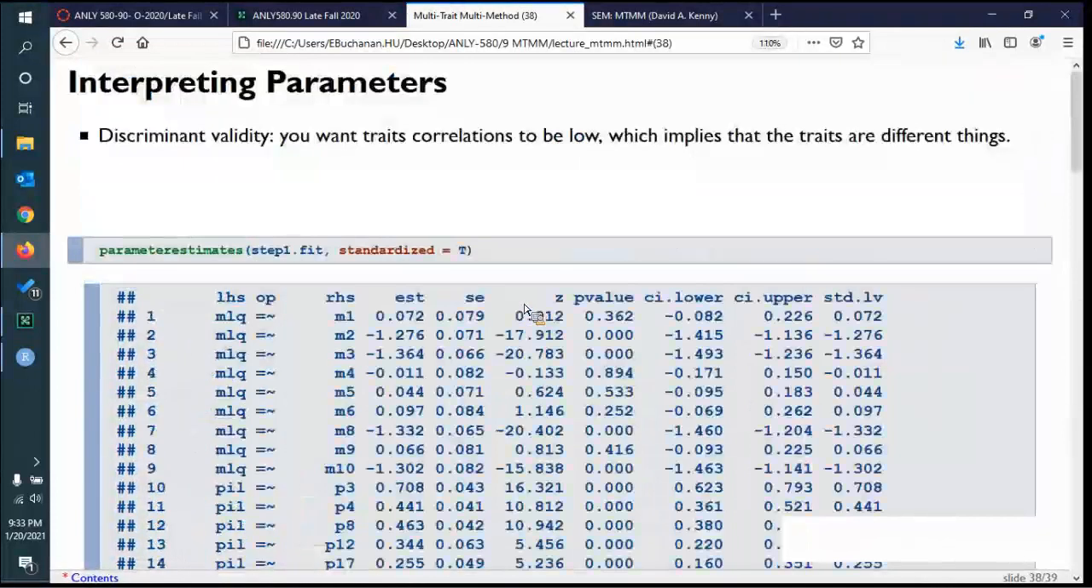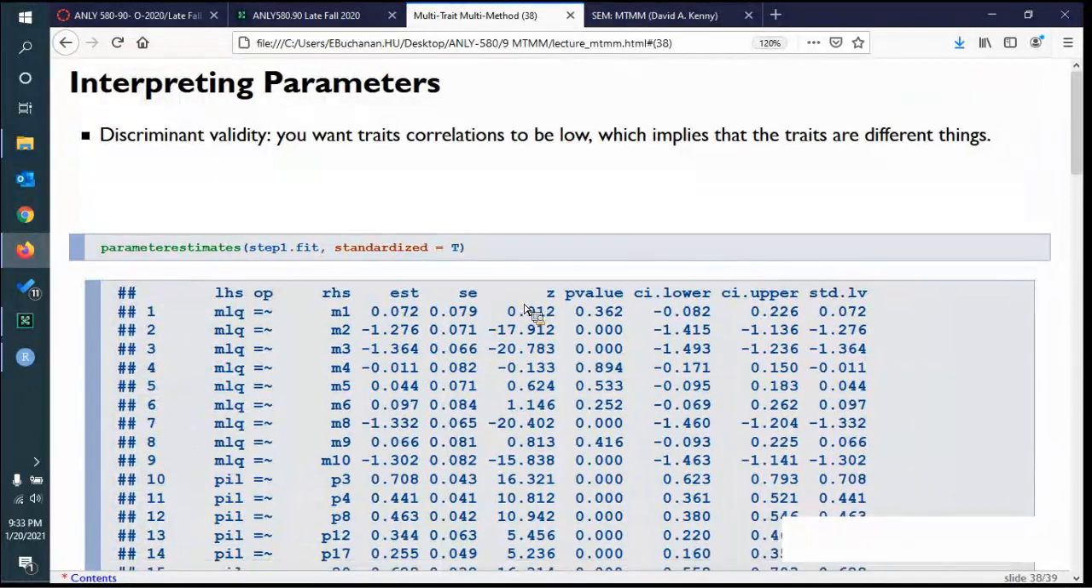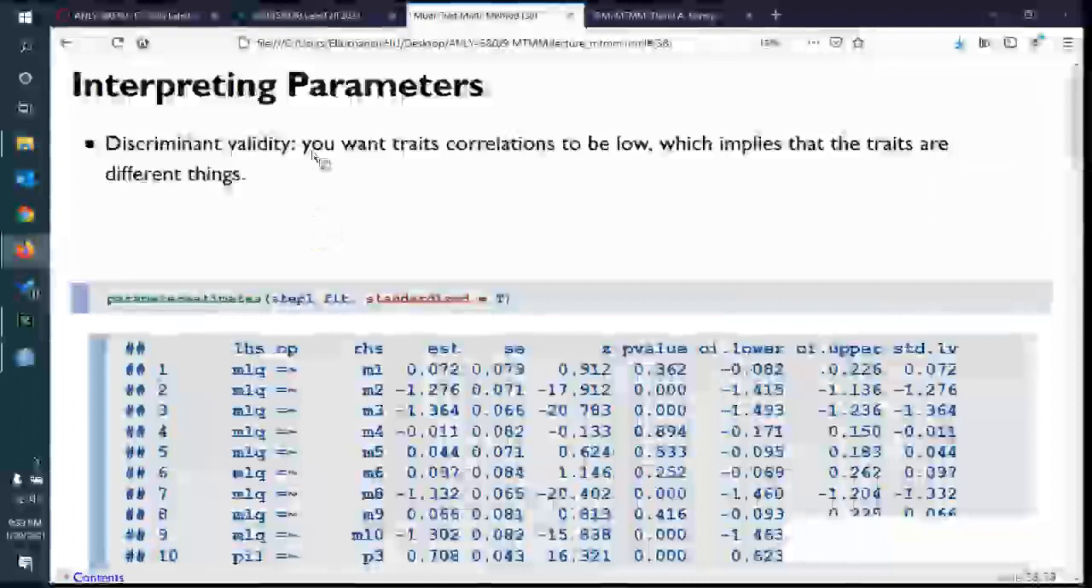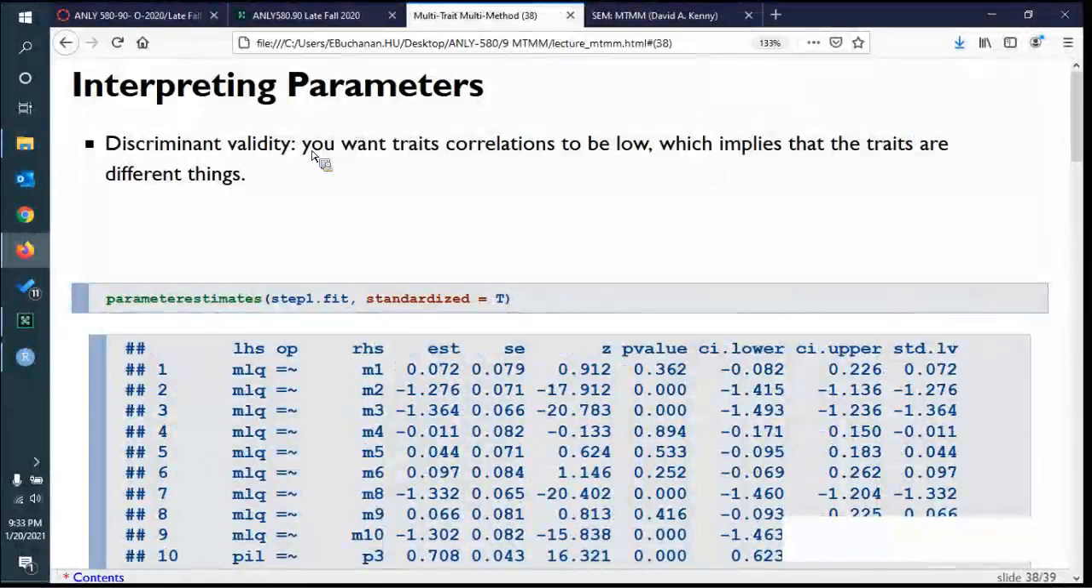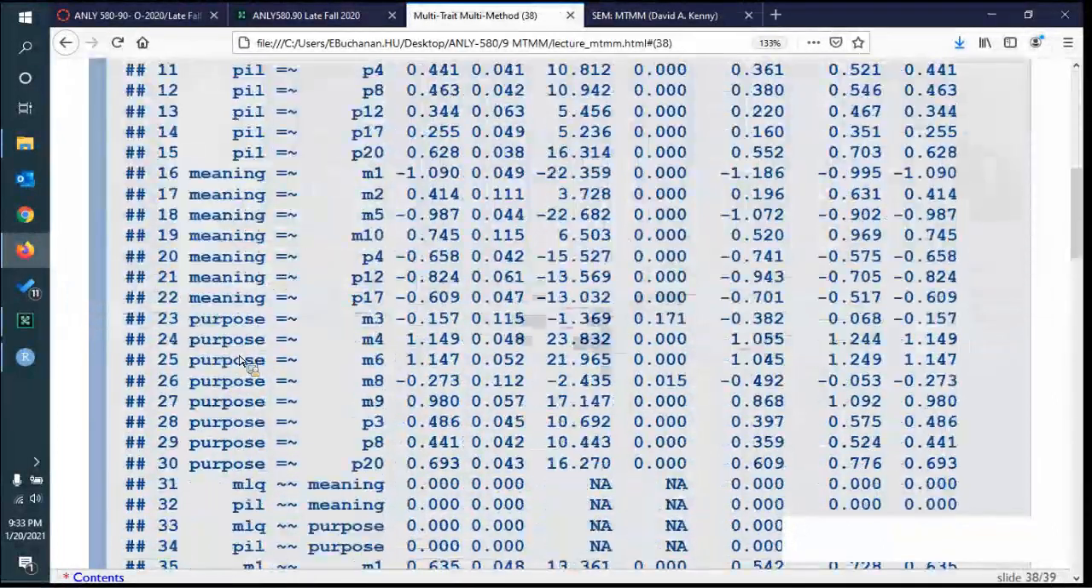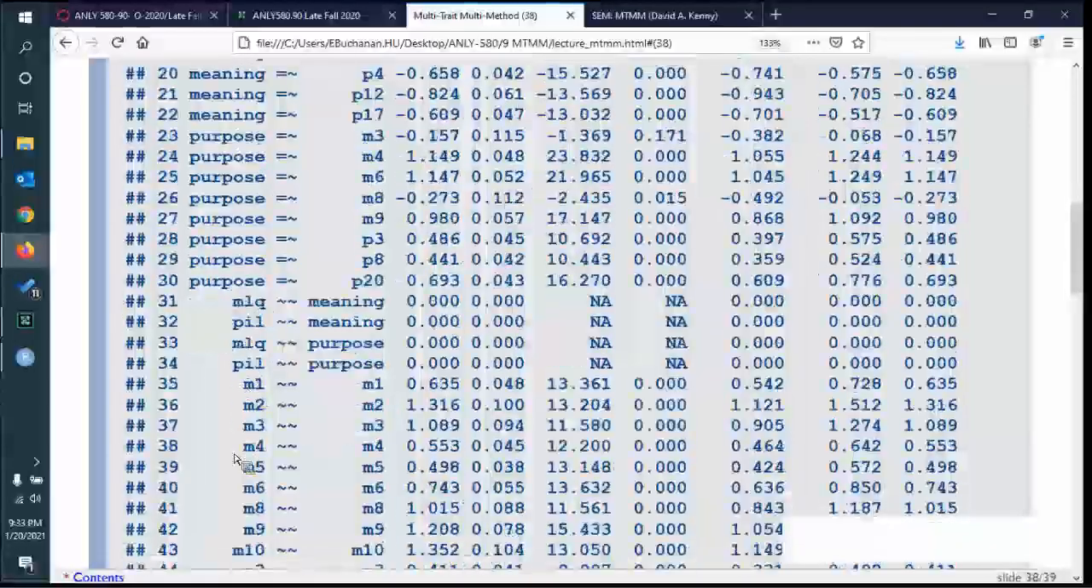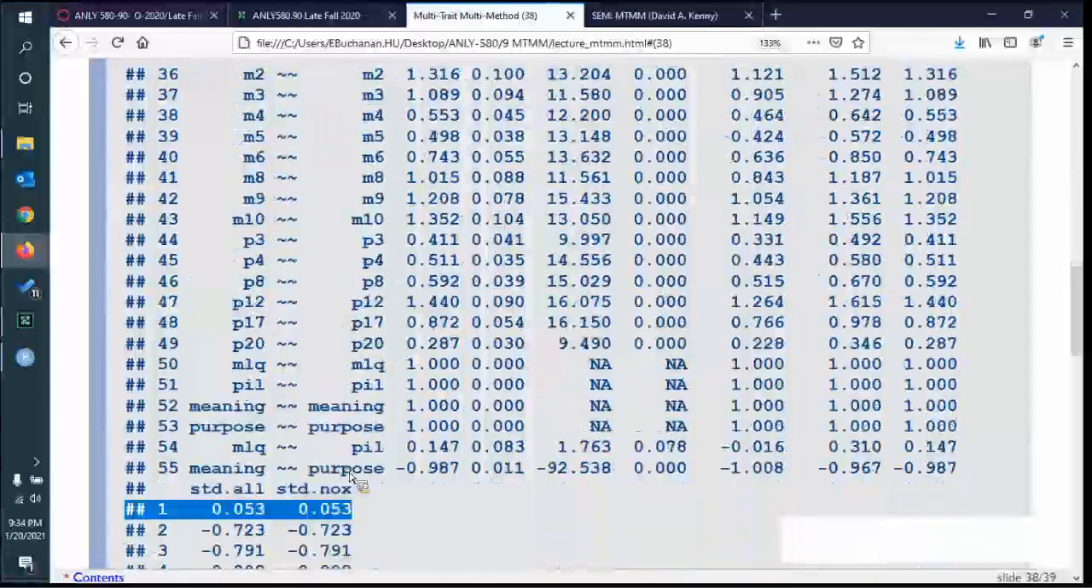Right. So let me see if I can get the whole... I can't quite get it to look pretty. So let's see here. Without zooming out so far, you can't read. So what we want to do for this one, we want trait correlation. So let's go find that trait correlation. So that's going to be.